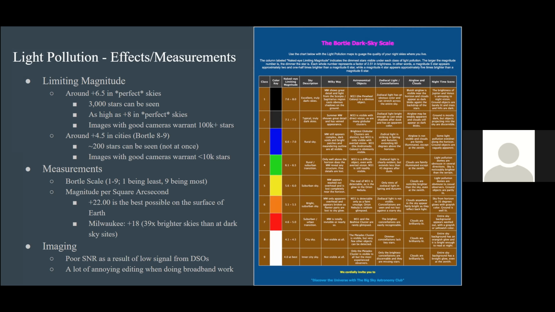It can be as high as plus 8 in perfect skies, which you can see on the right image. But I'm not really sure which one it was, so I just added that one as well. I've been getting very conflicting estimates based on the various sites that determine that, but it's generally believed to be plus 6.5, which still means you could see 3,000 stars, but obviously you want to be able to see more. We always want more. And of course, images with really good cameras, really long exposures with a high sensitivity when you're stacking will warrant easily 100,000 stars.